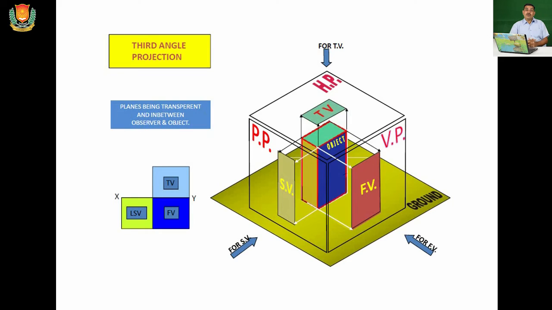So this is our topic, projections. Next, types of projections. In engineering drawing and design, there are two types of projections, orthographic projection and isometric projection. What is ortho? Ortho is a Greek word. It means perpendicular.